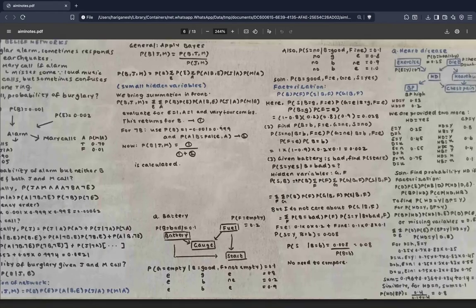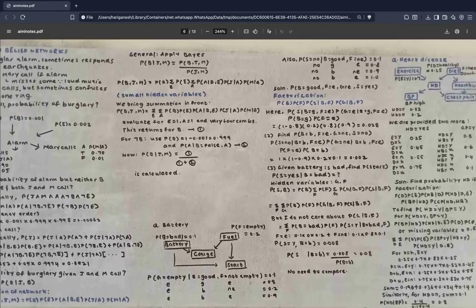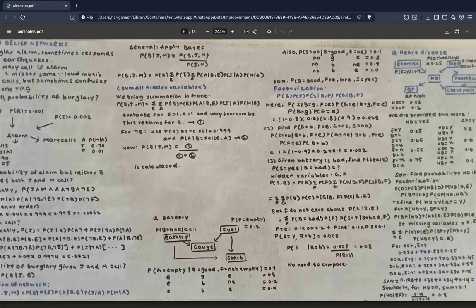But notice that S here is not dependent on G at all. So we don't really care about the gauge right now because we're calculating the probability of the vehicle starting given the battery is bad. There's no direct dependence, right? The dependence here is between the battery and the fuel and vehicle starting. So we don't need the gauge term. So we just throw that out. Then we simplify it to these three terms alone, right? And then we substitute the same values. So S is equal to yes, B is equal to bad, and we have only one summation now because we've thrown the G summation out.